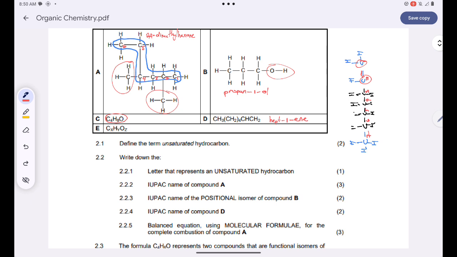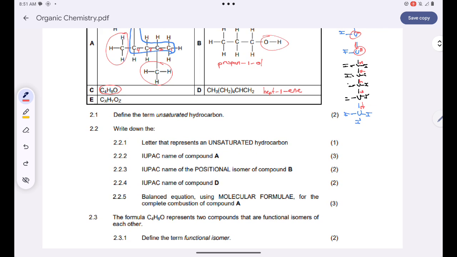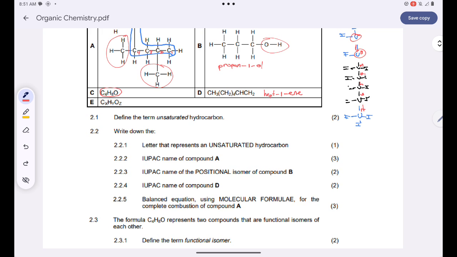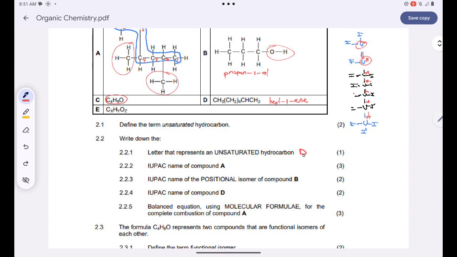Okay, define the term unsaturated hydrocarbons. Unsaturated hydrocarbons are organic compounds that consist of hydrogen and carbon only, and there are more than one bond between adjacent carbons. For example, compound D is an unsaturated hydrocarbon because it has a double bond between the adjacent carbons. Okay, and then 2.2.1, they want us to write down the letter that represents an unsaturated hydrocarbon. We just said it's D. Why? Because it has a double bond between adjacent carbons.